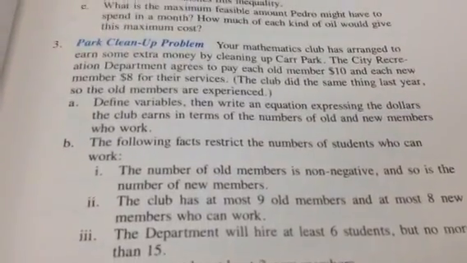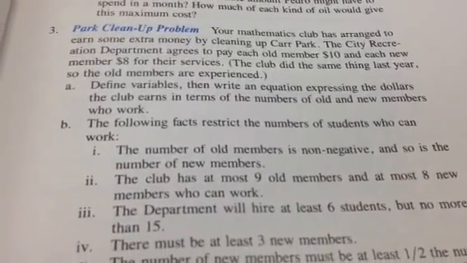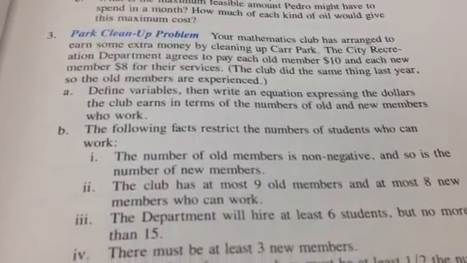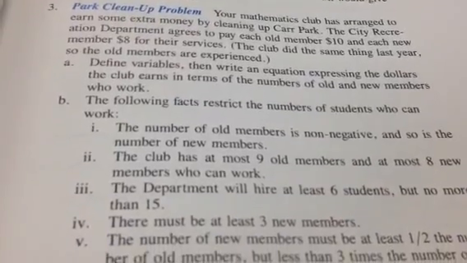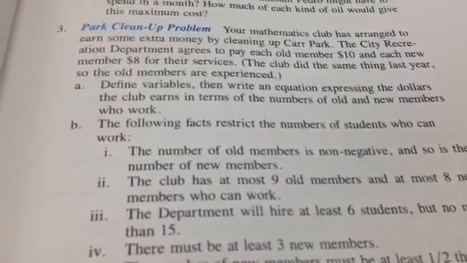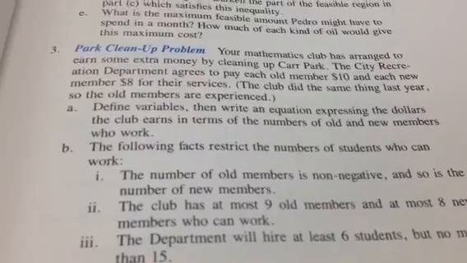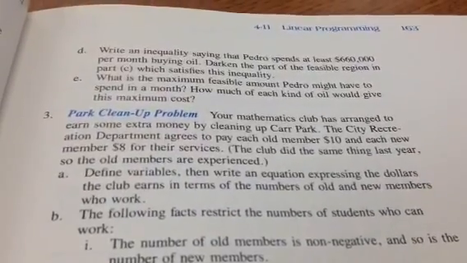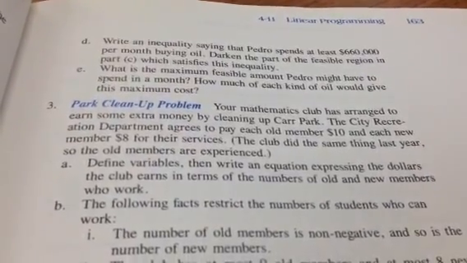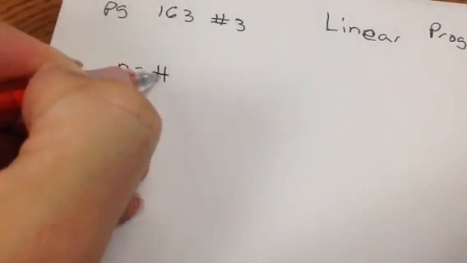It says, your mathematics club has arranged to earn some extra money by cleaning up the car park. The city recreation department agrees to pay each old member $10 and each new member $8 for their services. The club did the same thing last year, so the old members are experienced. To find variables, then write an equation expressing the dollars the club earns in terms of numbers of old and new members who work. Well, we don't know the number of old members or the number of new members, so we're going to make n equal the number of new members.